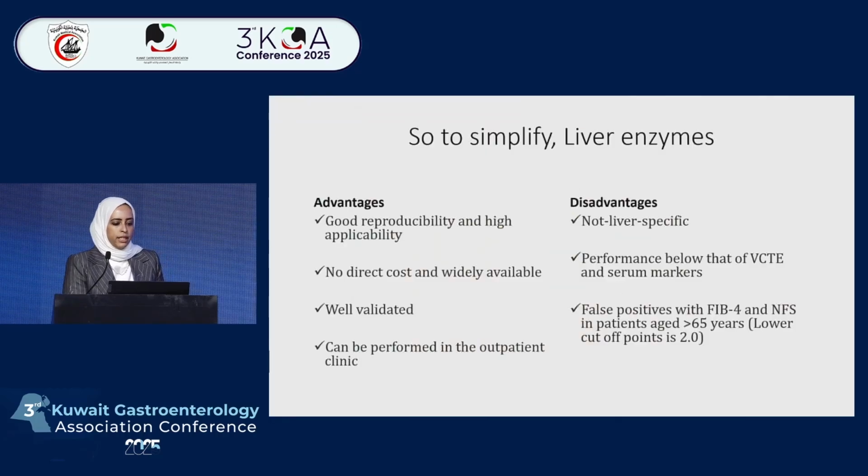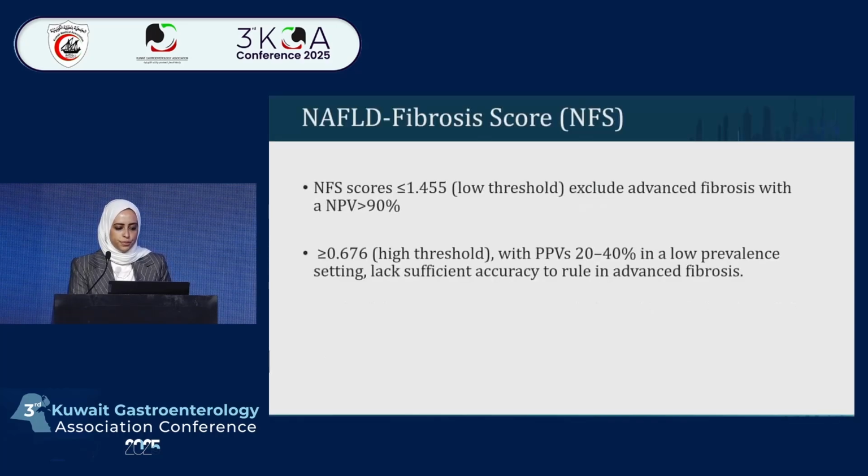So to simplify, liver enzymes have good reproducibility, high applicability, no direct costs, and are widely available, and the patients are getting blood tests anyway. They're quite well validated and can be performed in the outpatient clinic. However, they are not liver specific. Their performance is below that of the FibroScan and serum markers. The false positives are very high with FIB4 and NFS in patients aged more than 65. And remember that the cutoff point has been changed to 2.0.